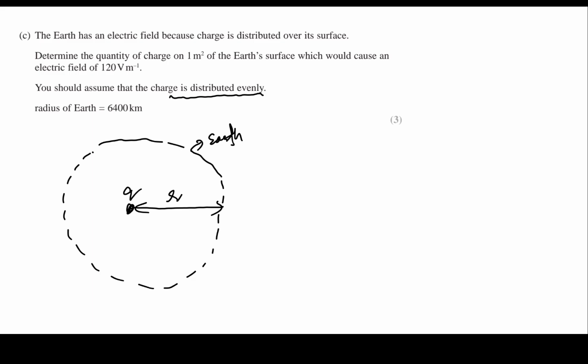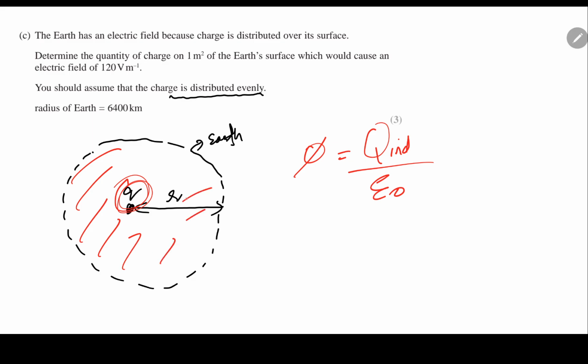Here we have the formula, and I have to find this charge Q. This charge Q will be evenly distributed over this area, so I have to find how much charge there would be in 1 meter square. I hope you get the question now, okay?